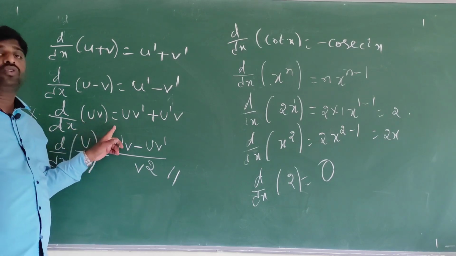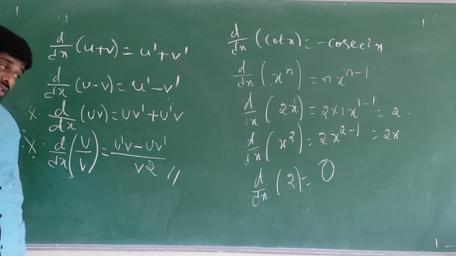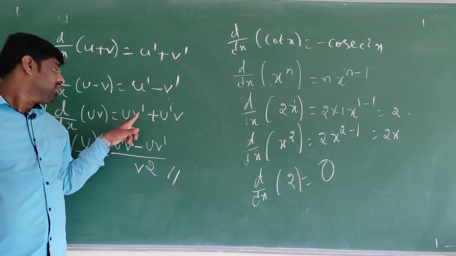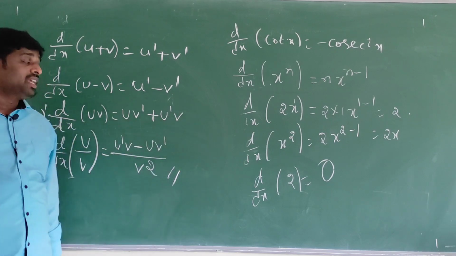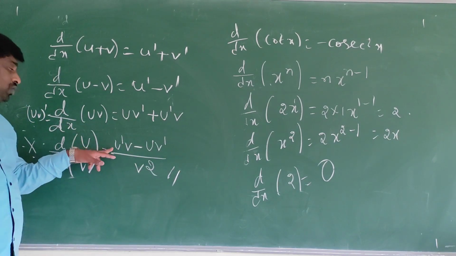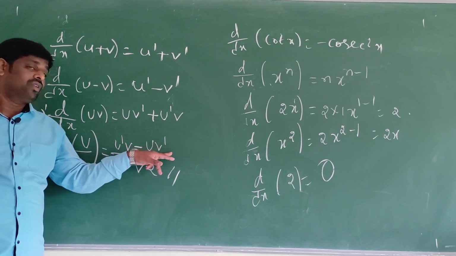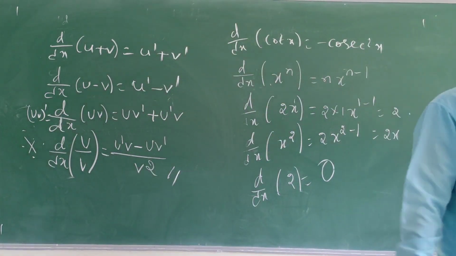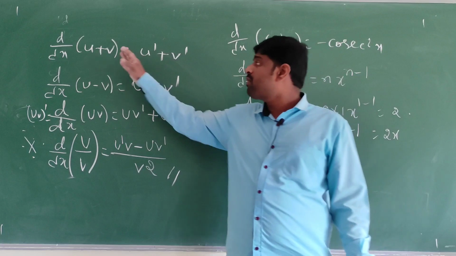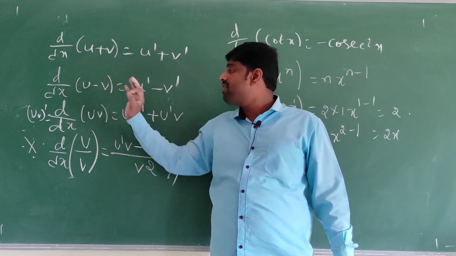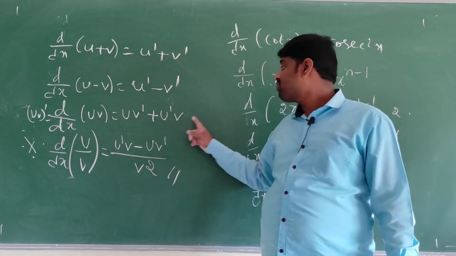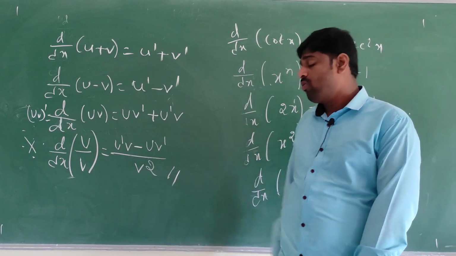d by dx of uv is also nothing but (uv) whole dash, which means u v dash plus u dash v. d by dx of u by v is u dash v minus u v dash divided by v square. So these things you learnt in first PU. This is the sum of derivatives, this is the difference of derivatives, this is the product of derivatives, and this is the quotient of derivatives. This is the product rule, and this is the quotient rule.